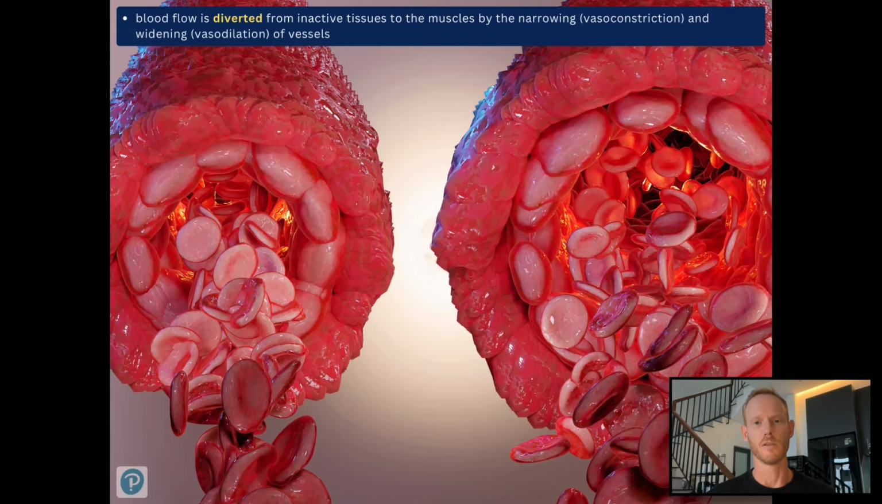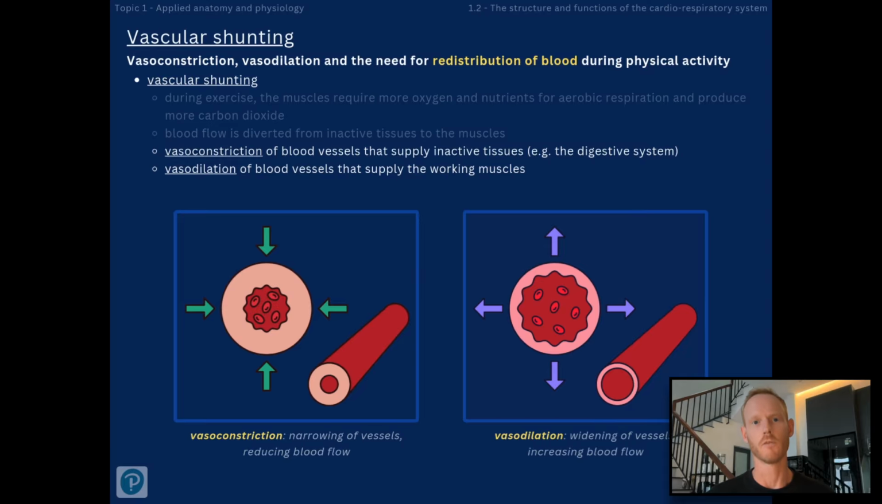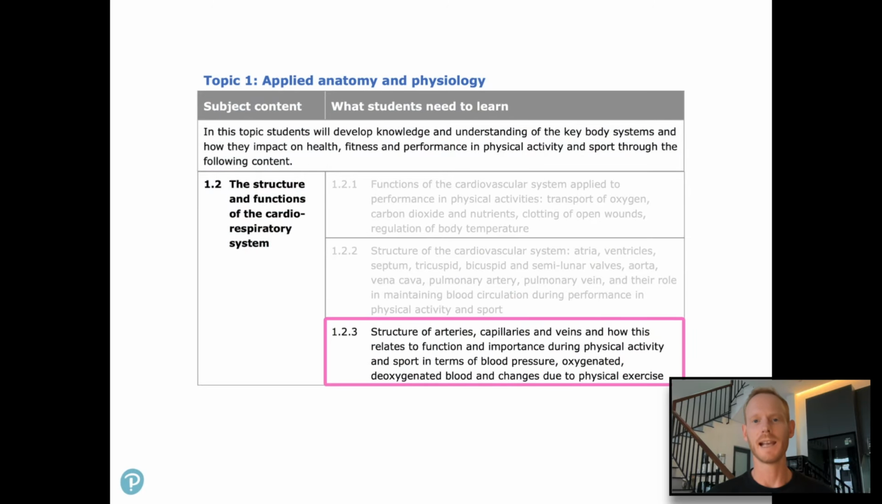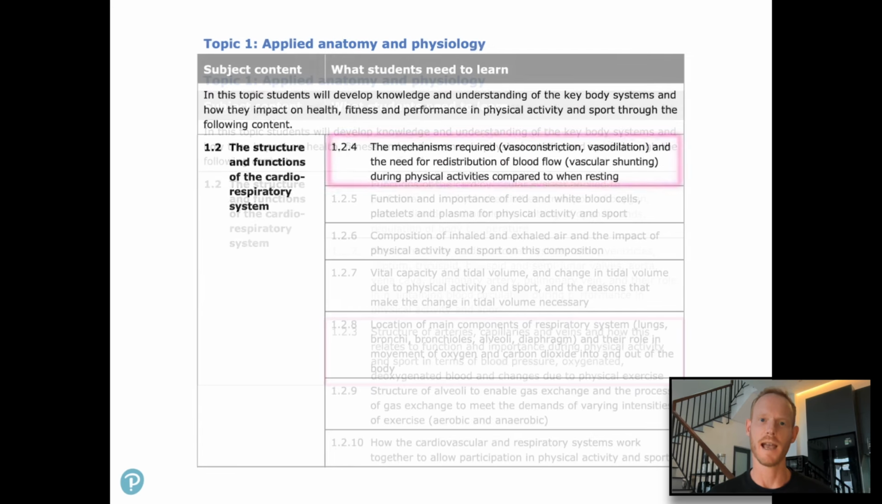One of the ways the cardiovascular system meets this demand is by diverting blood away from relatively inactive areas, like the digestive system, to more active areas, so the working muscles. This redistribution, referred to as vascular shunting, is achieved by vasodilation and vasoconstriction of blood vessels. Vessels that supply inactive tissues constrict or narrow, reducing blood flow, while vessels that supply the working muscles dilate or widen, increasing blood flow.